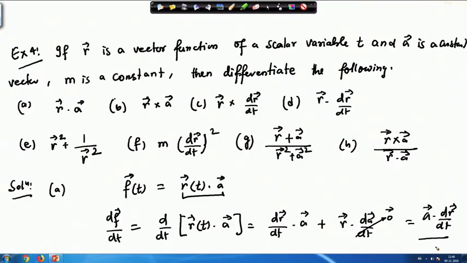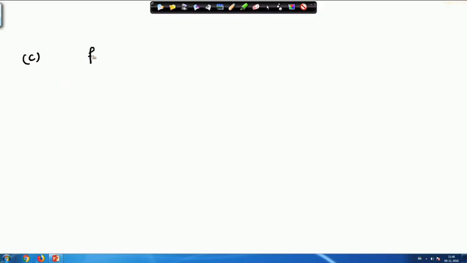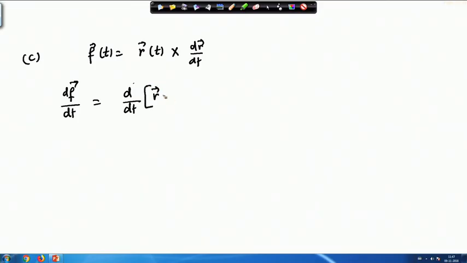All right. Now next let me consider problem C. So problem C is, let me call it again as a function f(t), which is equal to r(t) cross product with dr/dt. So obviously this is also a function of t. So if I differentiate, then this will be df/dt, or I can write it as d/dt of r cross product with dr/dt.